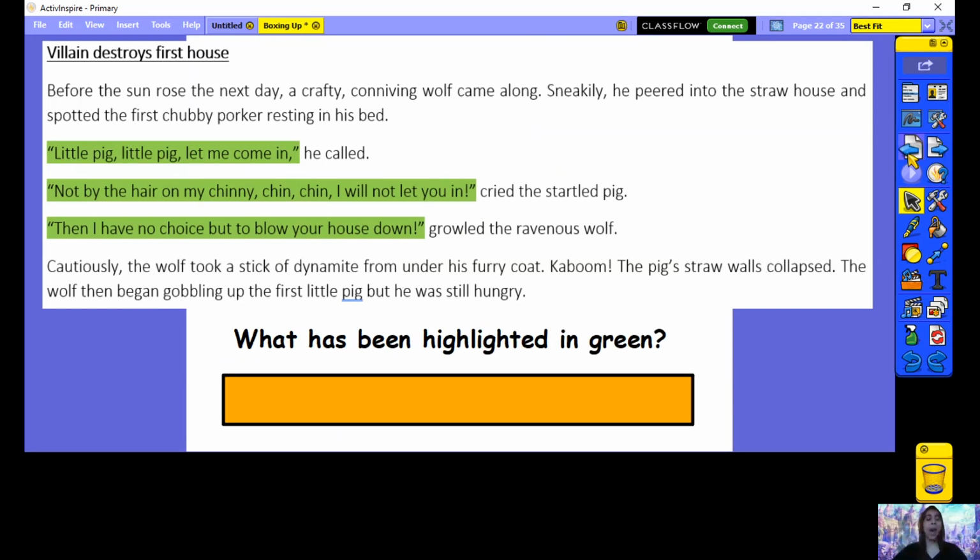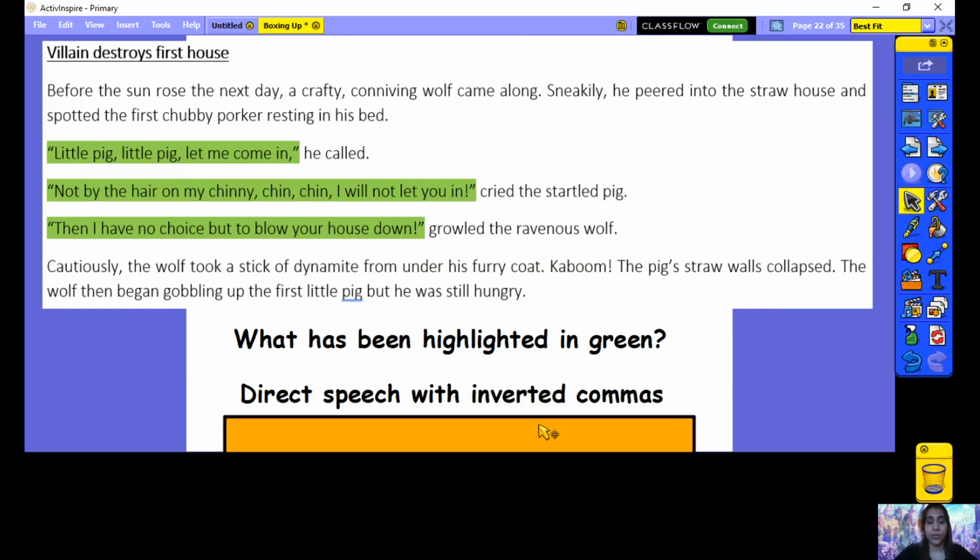And what has been highlighted in green? I'm going to give you a clue there. Look at the punctuation. So hopefully you notice that we are using direct speech with inverted commas or speech marks. So very important in this story because we know certain lines are going to be repeated.